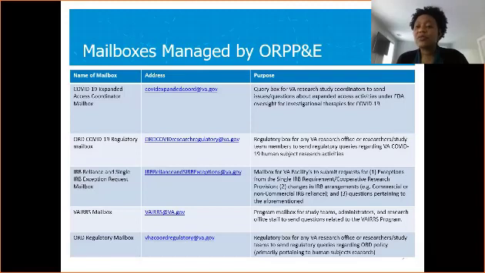And they're mailboxes for different types of things. So if you're dealing with COVID-19, there's an expanded access coordinator mailbox to send your questions. There's also a COVID-19 regulatory mailbox for COVID-19 related research questions. There's a mailbox for IRB reliance and single IRB exception requests. There's a mailbox for Bayer's questions. And then lastly, there's a regulatory mailbox. And the regulatory mailbox is the oldest of all of these. It dates back to probably 2013, if I remember, because I was here when it was set up.